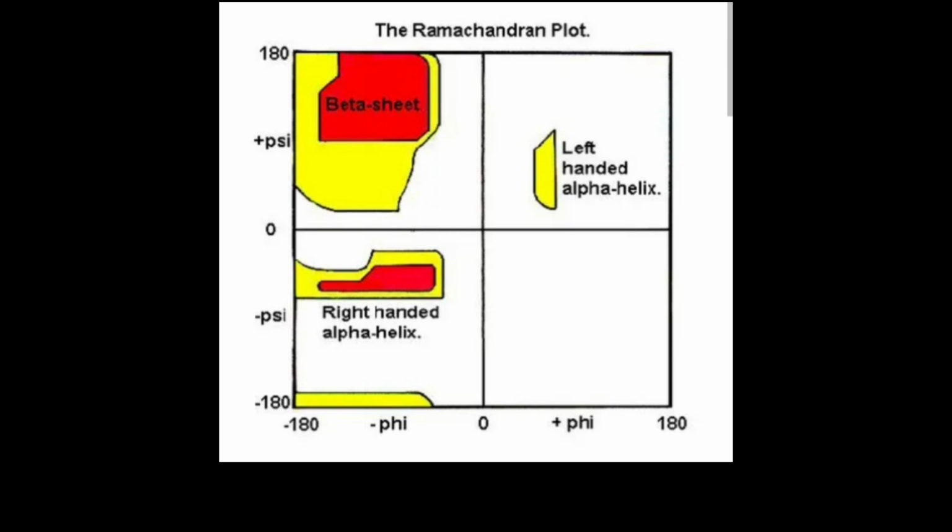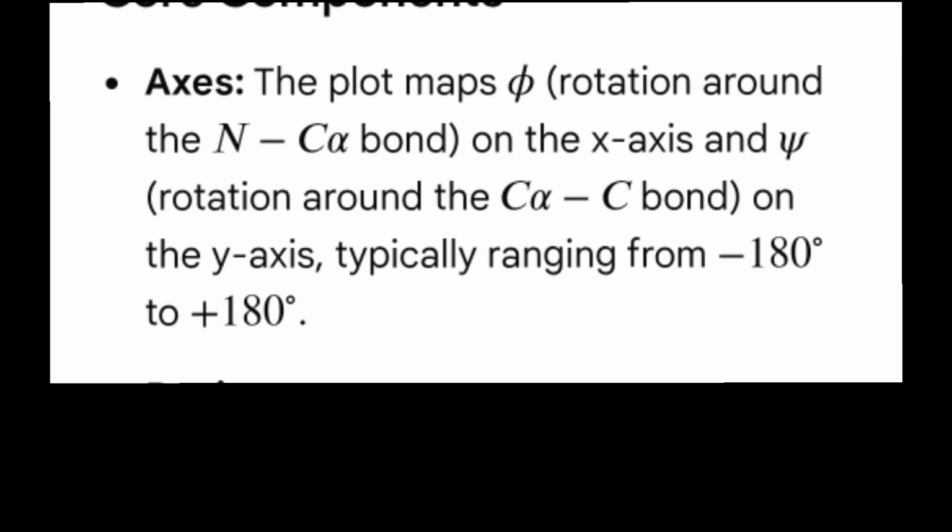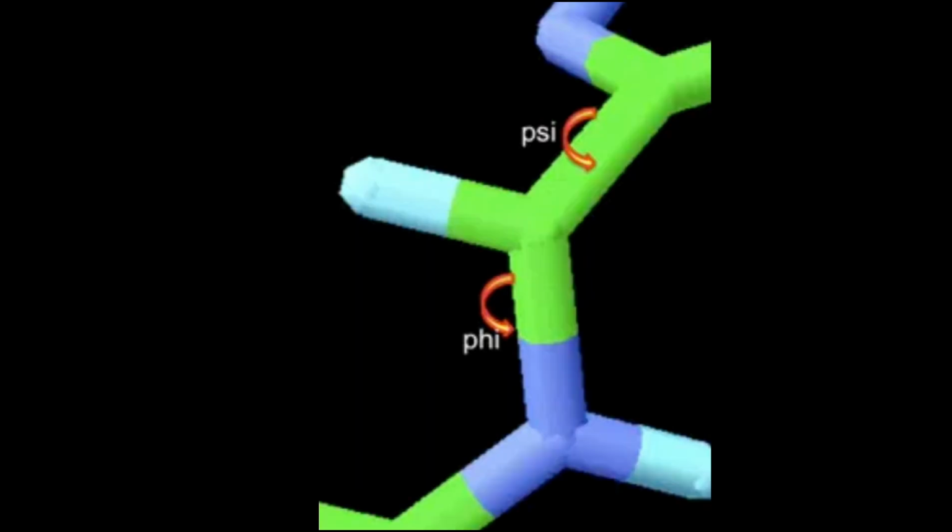So there is a polypeptide chain. These are the nitrogen, carbon alpha and carbonyl carbon atoms of the backbone. The bonds of the carbon alpha, that is the carbon alpha to nitrogen and carbon alpha to carbonyl carbon bonds, are free to rotate, and these rotations are represented by torsion angles called phi and psi respectively.